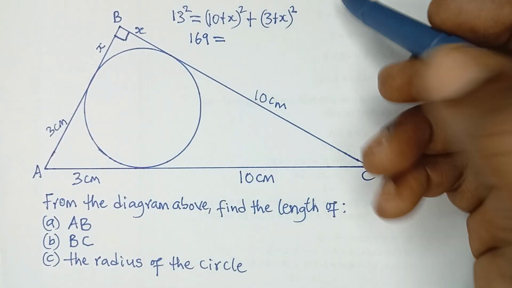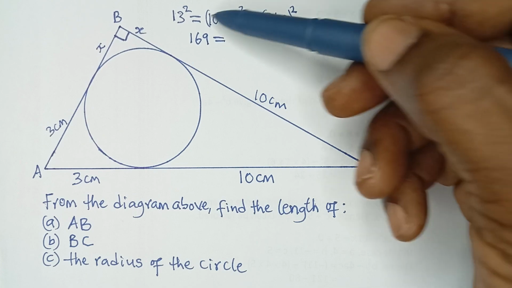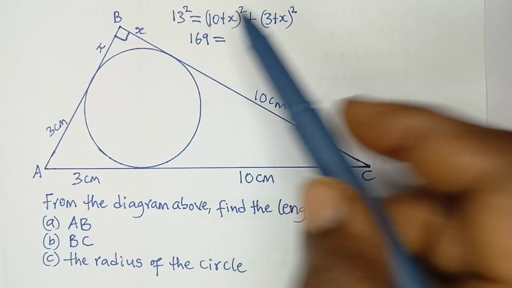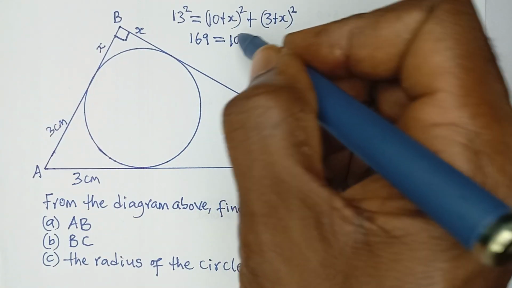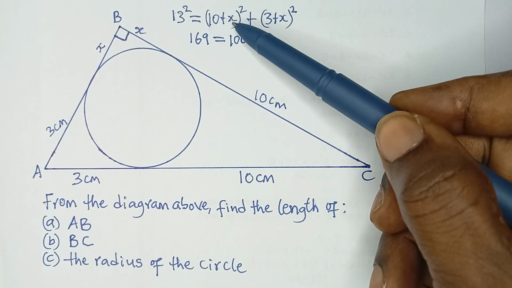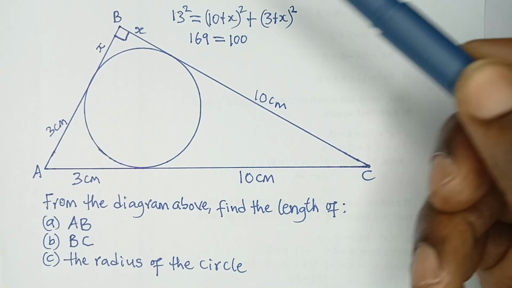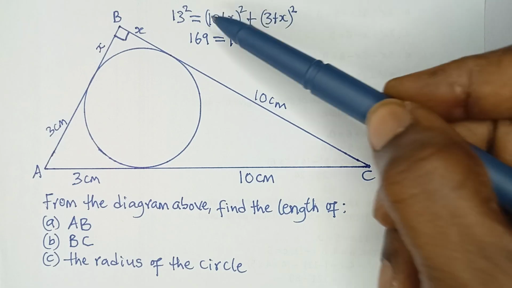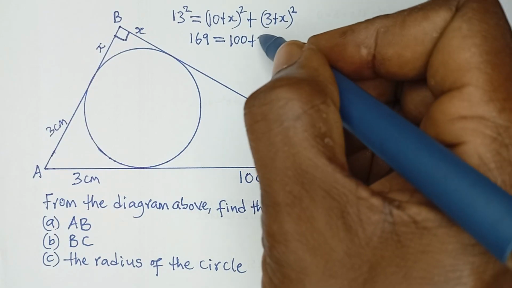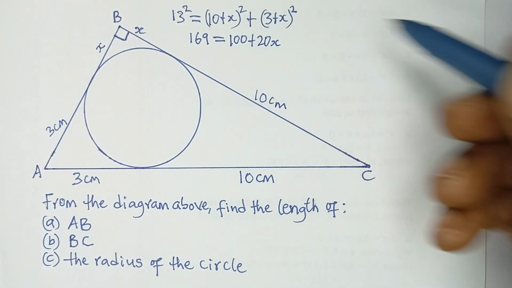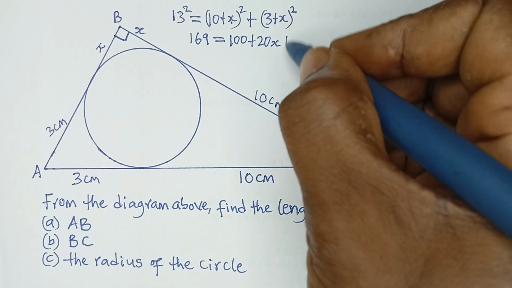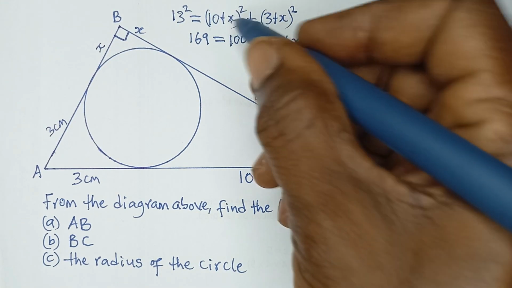And that will be equal to, now a short way to expand this bracket is to square the first number. So 10 squared gives us 100. Then you multiply 10 by x, which is 10x, and then you multiply by 2. That's the short method of doing it. So 10 multiplied by x is 10x, multiplied by 2 gives you 20x. And the last thing is to square the last term, so x squared is written as x squared.